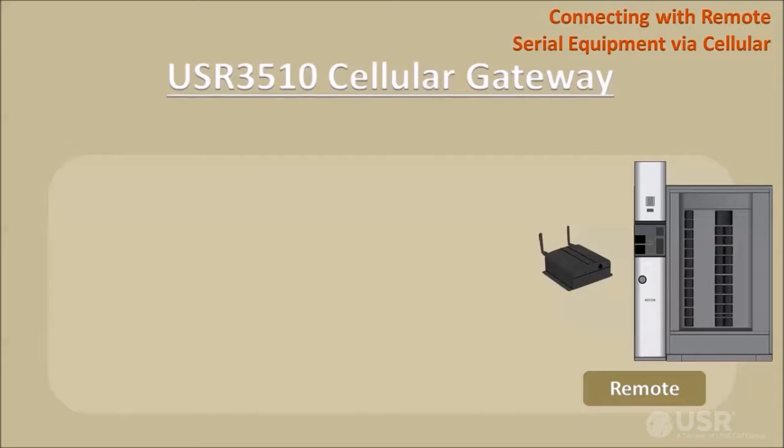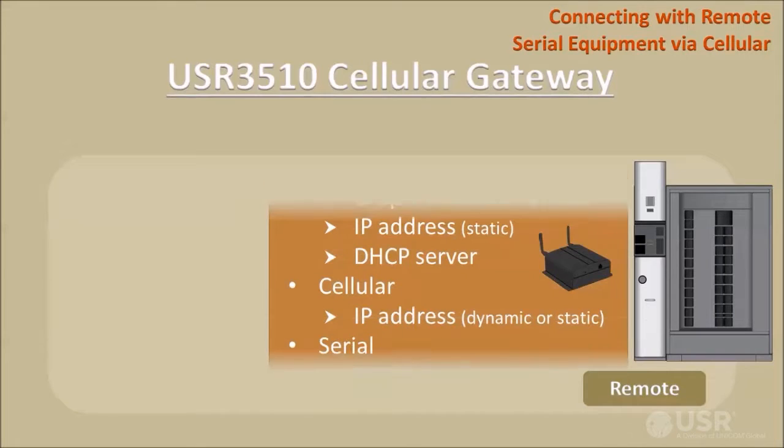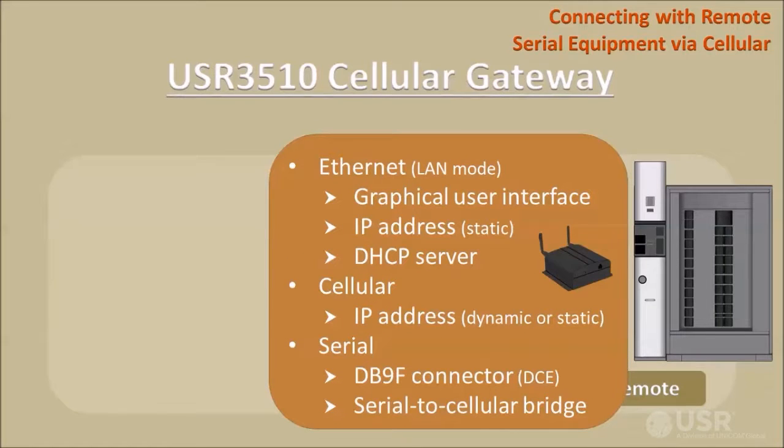Also at the remote location is a USR 3510 cellular gateway. The gateway has an Ethernet port that provides a graphical user interface for configuring the gateway's operation. The user interface is accessed by directing a web browser to the gateway's IP address. And the Ethernet interface also provides a DHCP server for easy connection to a computer.